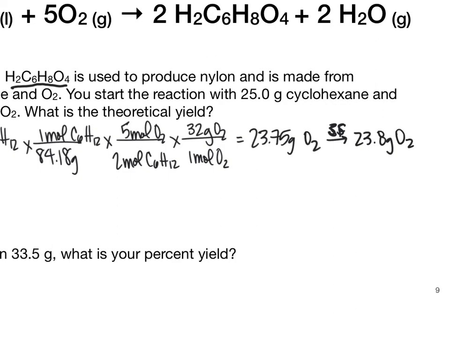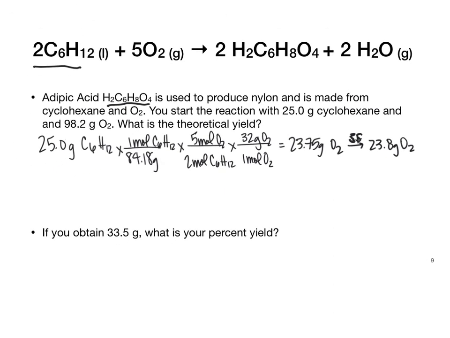So this information right here tells us that this is our limiting reactant. So it tells us that because we need less oxygen than we have. So we have 98 grams, we only need 23. So cyclohexane is the limiting reactant. So we don't have to do more calculations, we can just go from here.